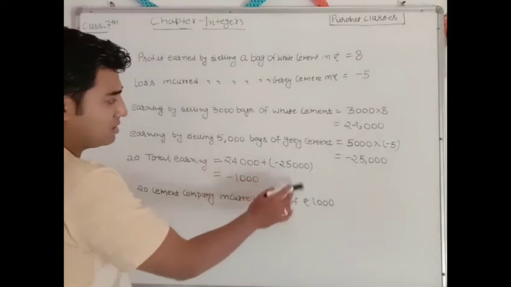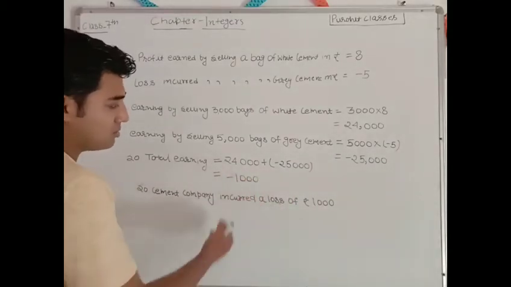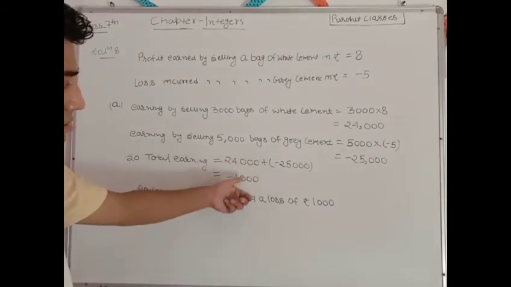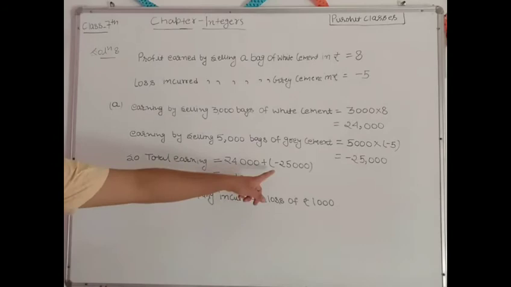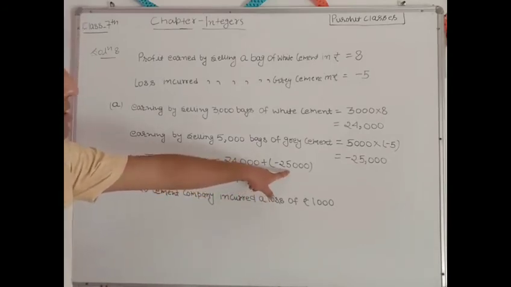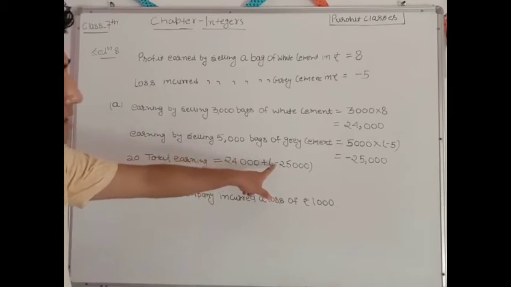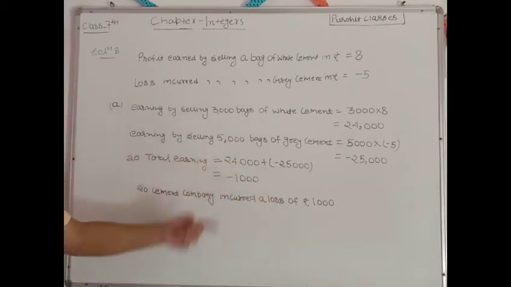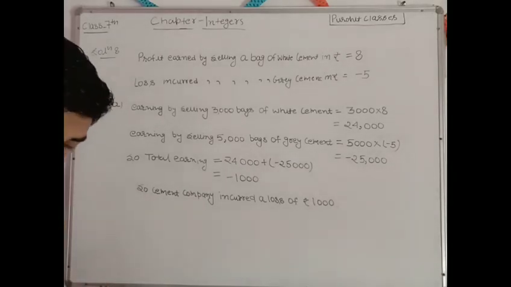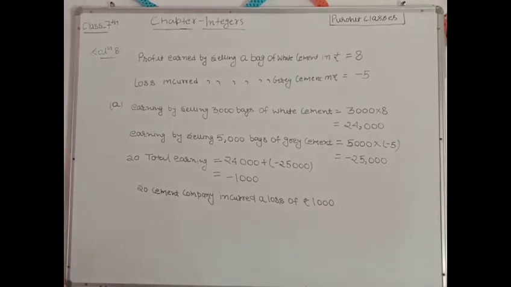This is 24,000 and this is minus 25,000, and by the rules of integers, as you can see, they are unlike. So we subtract and get 1000, and according to the rule, the greater integer, or the number with the greater value, has the sign of minus, so here it will be minus. Now this minus sign is telling us that this is a case of loss. So here we have written, the cement company incurred a loss of rupees 1000. Understood? Okay, pause the video and note it down, then we will do B part.